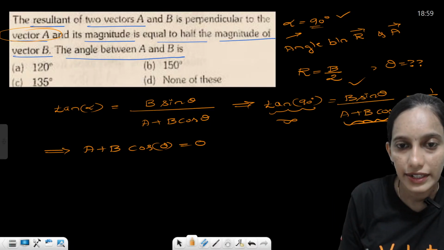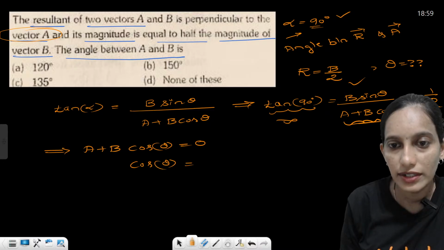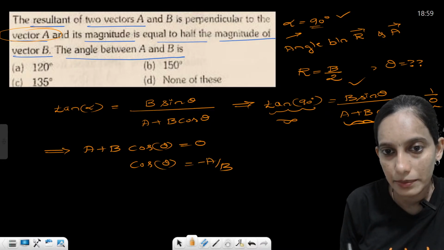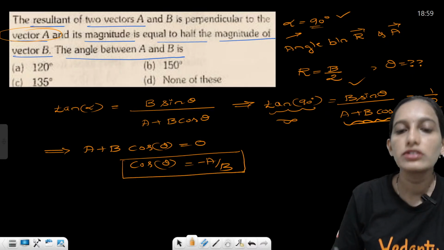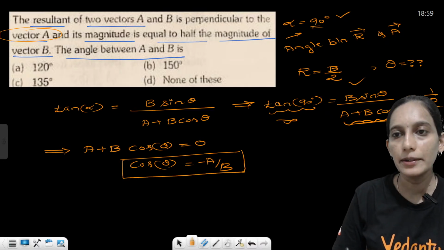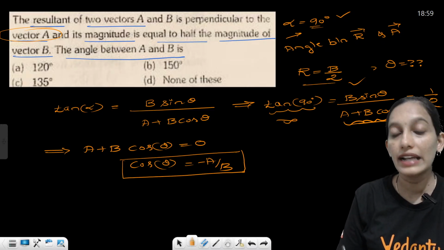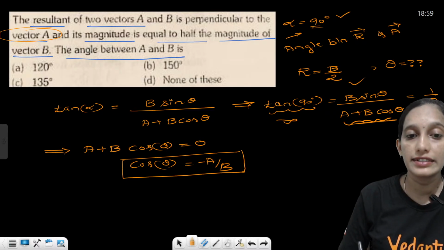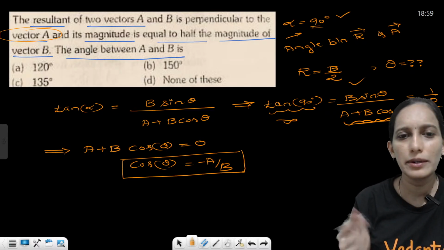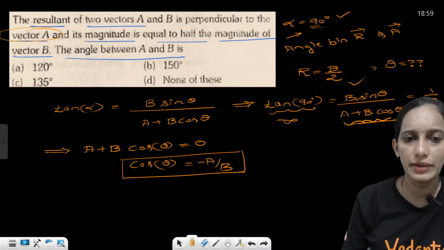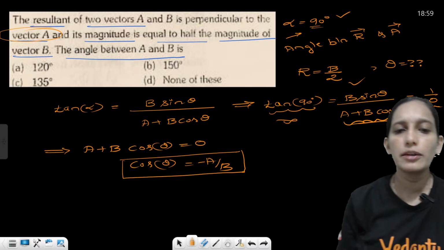Okay, next, we now get a value for cos theta from here. Cos theta is equal to minus A by B. Hope you agree to this. Cos theta is equal to minus A by B. Now we'll take the resultant formula, the magnitude of the resultant vector. I will square it and write the magnitude of resultant everywhere, so it becomes easy instead of writing the square root.